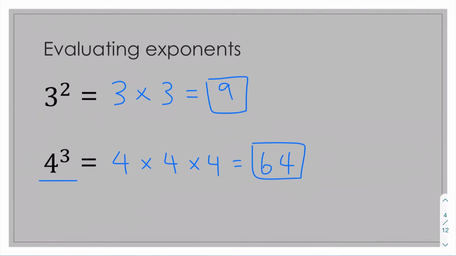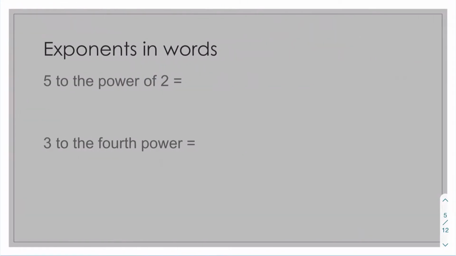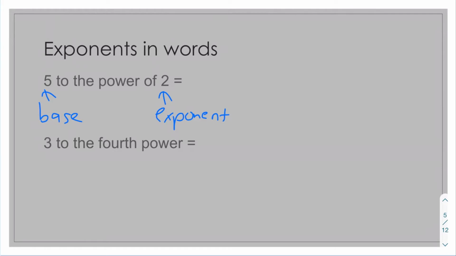So now that we know how to do this by looking at numbers, how do we do it when the question is in the form of words? Like, what's with this power and everything? Well, when you say something to the power of something, this is the base, and this is the exponent. So something to the power of something else is just the base to the power of the exponent.